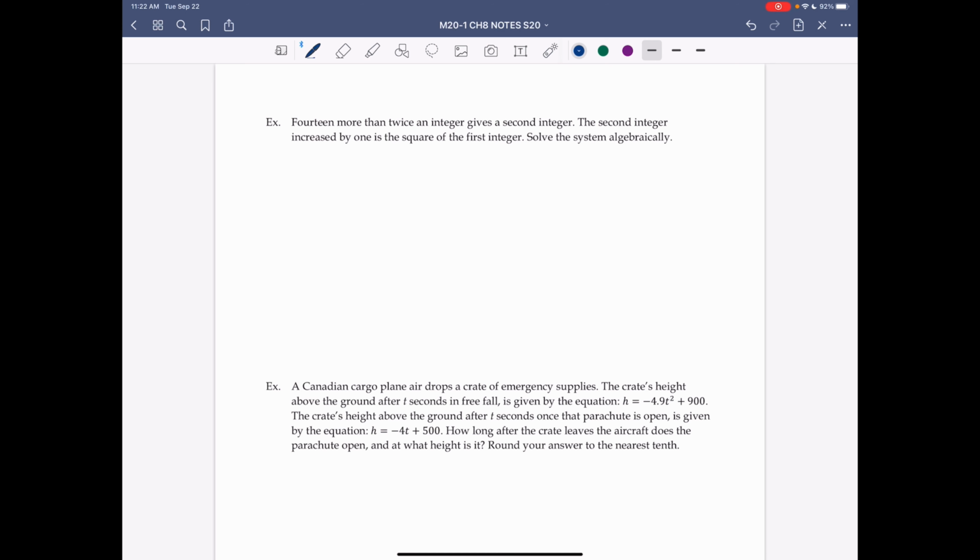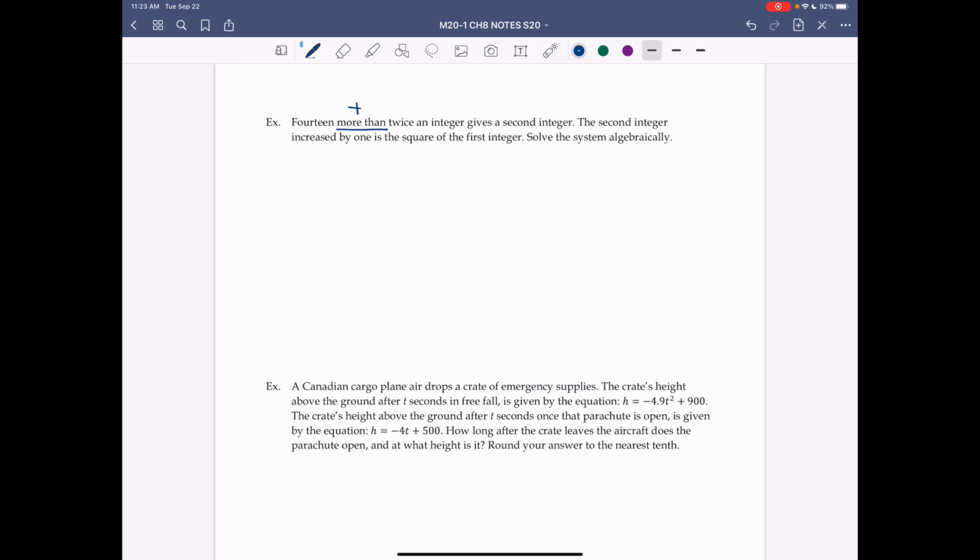14 more than twice an integer gives a second integer. The second integer increased by 1 is the square of the first integer. Solve the system algebraically. Well, in order to have a system, we would have to have at least 2 equations. So we need to come up with 2 equations from the sentences that we have here. Let's look at it piece by piece and see what it means. 14 more than. What does more than mean in terms of mathematical operations? That would be adding.